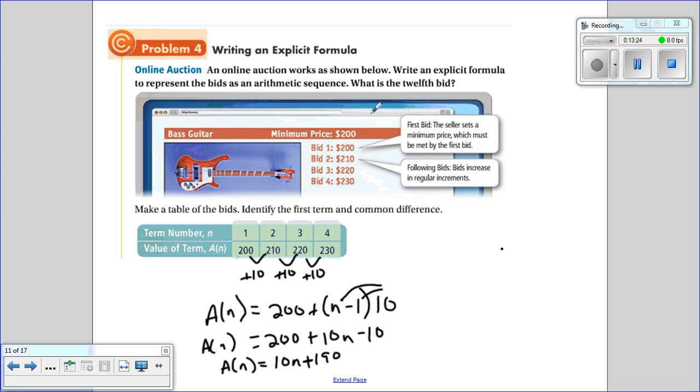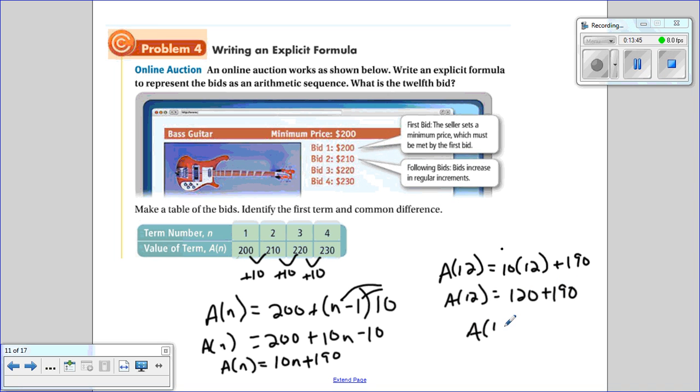So now, if it asked what's the 12th bid, well, we can just plug 12 in there and go 10 times 12 plus 190. 10 times 12 is 120 plus 190. And so your 12th bid, if it goes up by $10 each time, would come out to be $310.